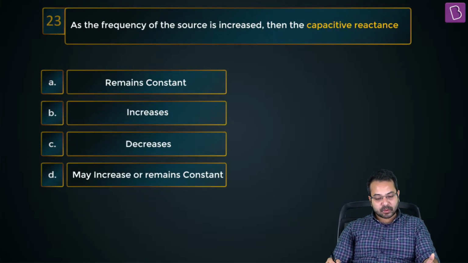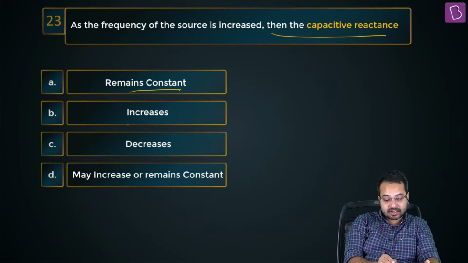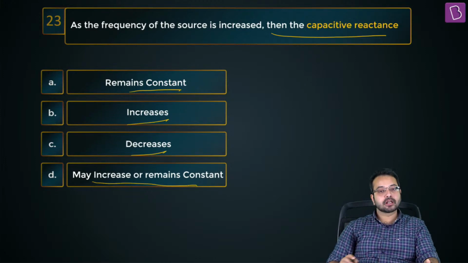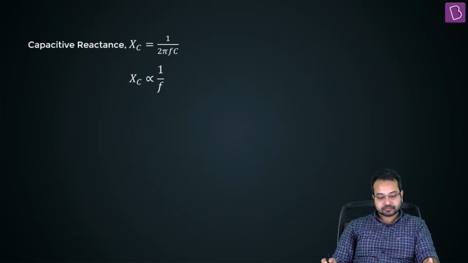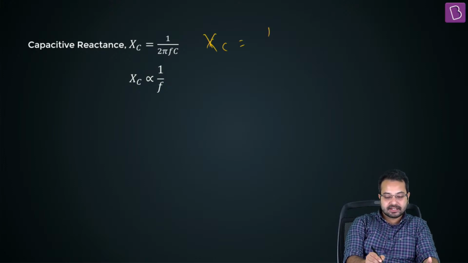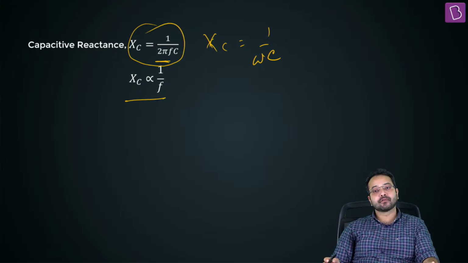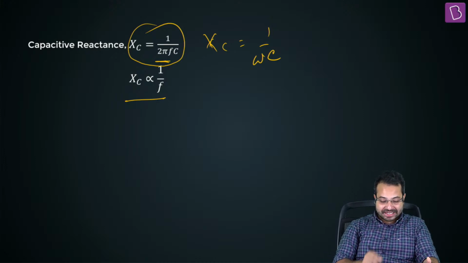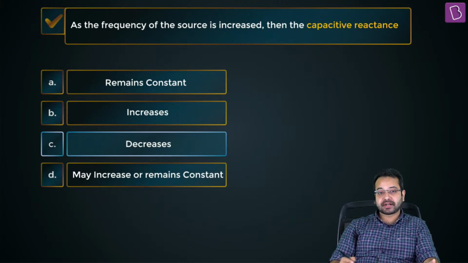Perfect. As the frequency of the source is increased, then the capacitive reactance, we have to tell, does it remain constant, does it increase, does it decrease, or may increase or remain constant. Okay, so the capacitive reactance is given by 1 upon omega C. Is that correct? Capacitive reactance is given by 1 upon omega C. And what is omega? Omega is 2 pi into frequency. So from this relationship, what do we get? We get that the reactance is inversely proportional to frequency. So if frequency is increased, what will happen to reactance? It is going to decrease. So option C is going to be the correct option.